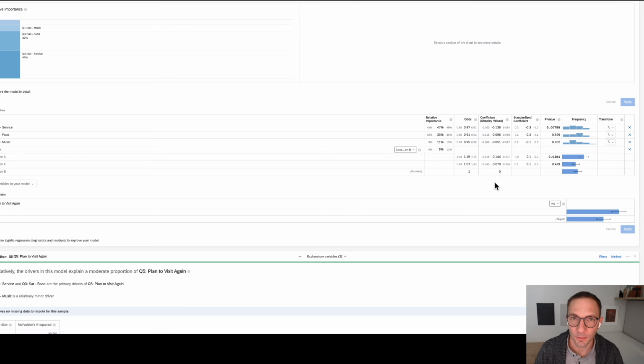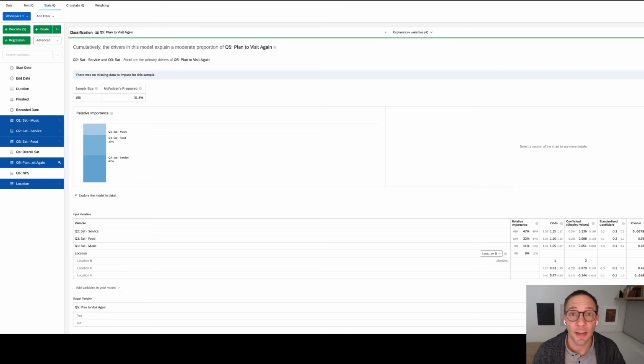So I hope that that's making sense there. It can be a little tricky, but with some practice, you can get a hang of it. So now that we've done that, let's take a look at what happens when our output has more than 2 categories. I'm going to deselect plan to visit, include location. We have this as my key now, so that's my output. Click regression.